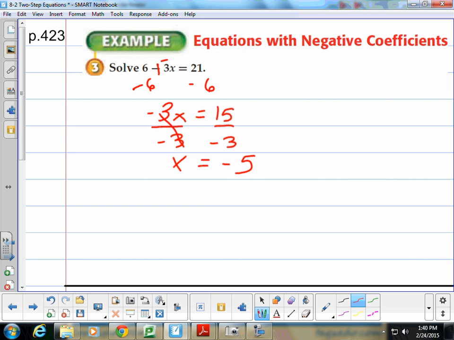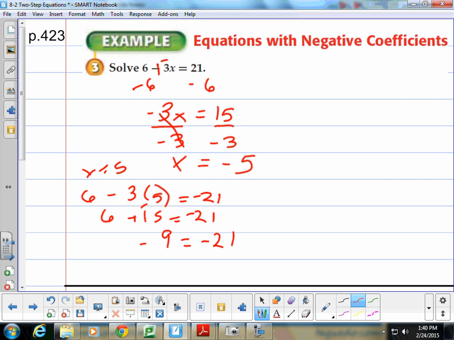This is where checking your solution really comes in handy when negatives are involved. Because if you were to plug in a 5, you would not end up with the right answer. Say I had ended up with x equals 5, which is wrong, and I tried to plug it in. I get 6 minus 3 times 5, which is 6 minus 15, so -9, and that is supposed to equal -21, which is not true, meaning that solution is not right.